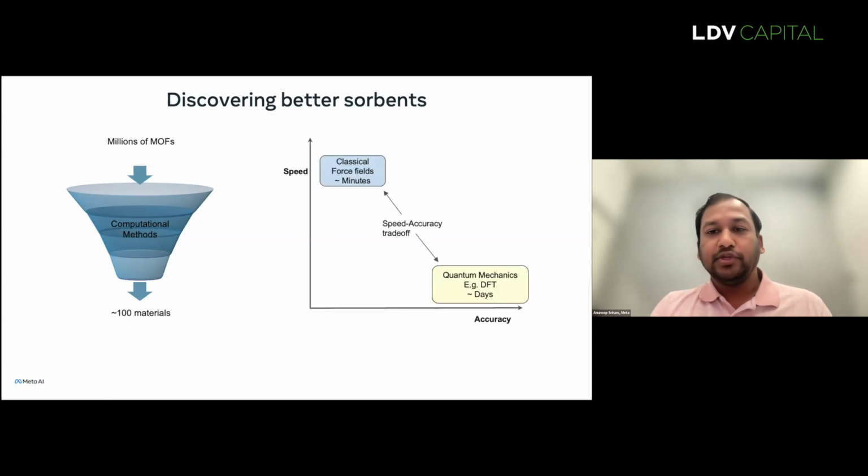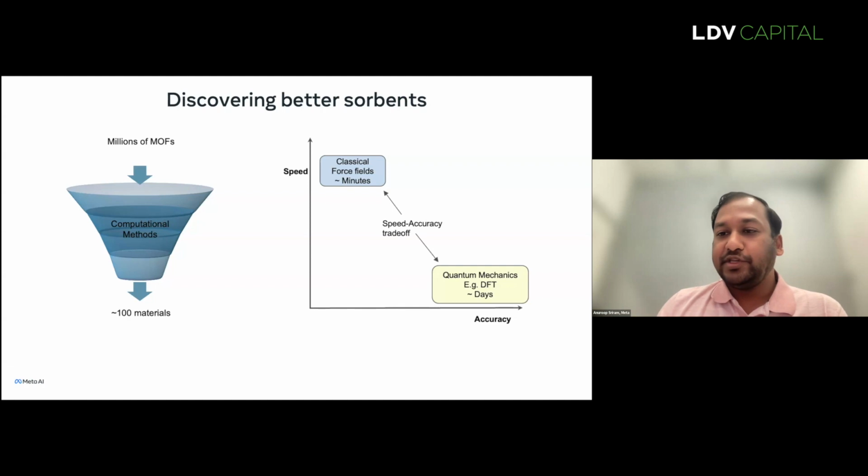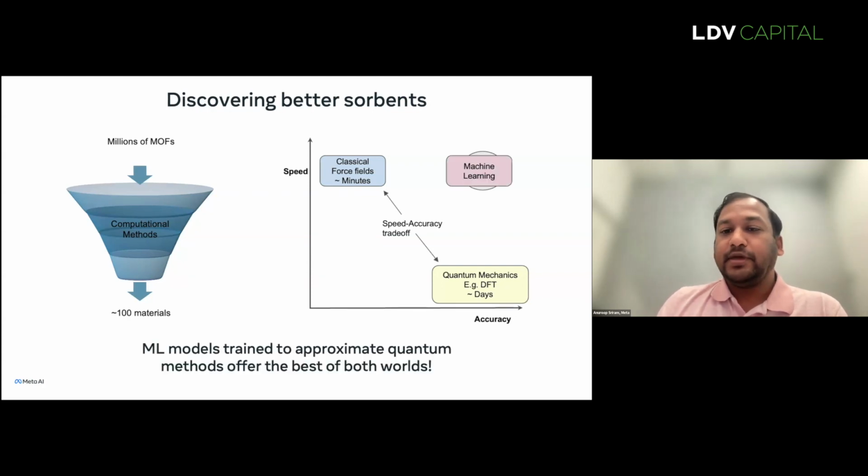And the traditional methods for doing this kind of modeling often incur a trade-off between speed and accuracy. Quantum mechanical methods, which are very accurate, are also very slow, while classical force field methods are very fast, but they're not very accurate. Ideally, we would like to have a method that is both fast and accurate, and that is where machine learning comes into the picture. By training ML models to approximate quantum computations, we can get the best of both worlds.